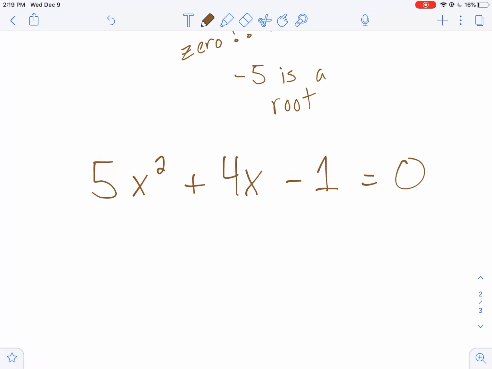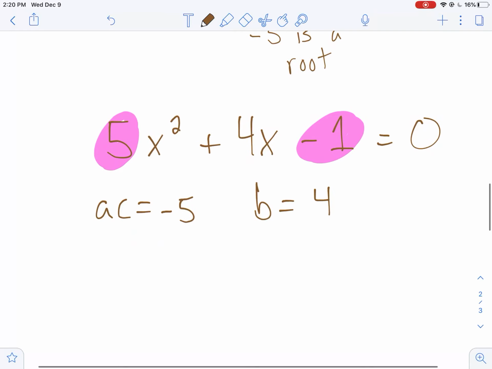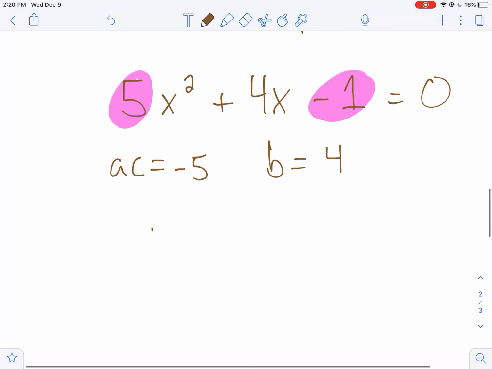I can use the AC method, which means a times c equals negative 5, because again, I'm multiplying 5 and negative 1, that's a times c. I know b is positive 4. And now I want to think of 2 factors of negative 5 that give me positive 4. That would be 5 and negative 1. So I'm going to use my box method now, as we've done in here.